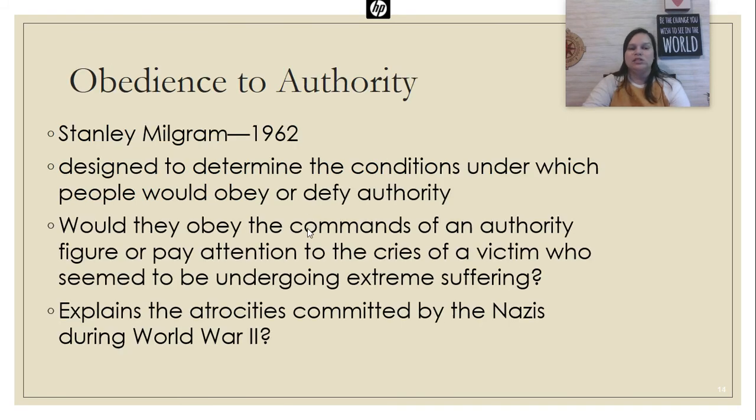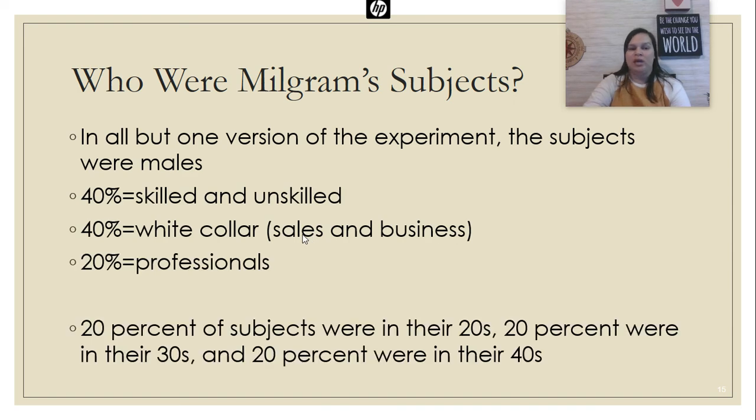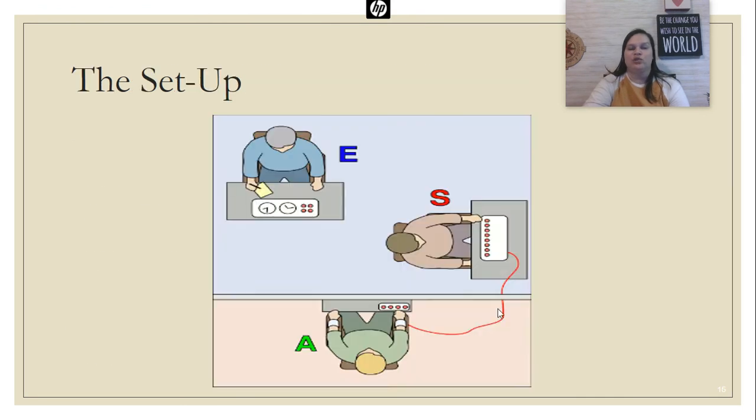Now, who was in this experiment? Milgram at first did the experiment with all males. They were from various walks of life. Some were skilled, unskilled, others were white collar, some were professionals. And they were in different age groups: their 20s, their 30s, and their 40s.